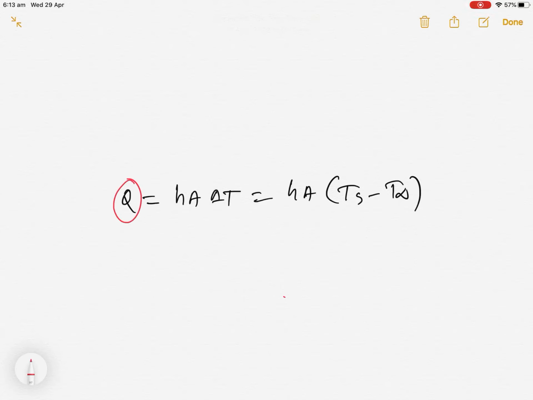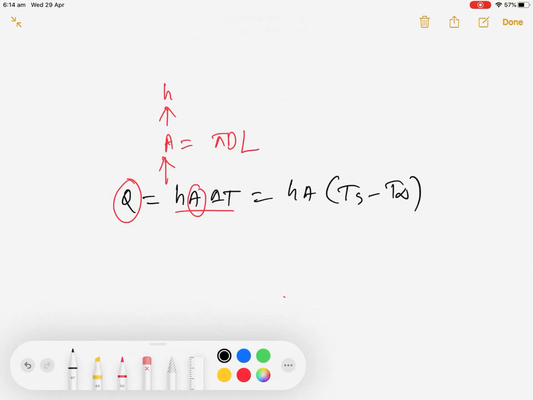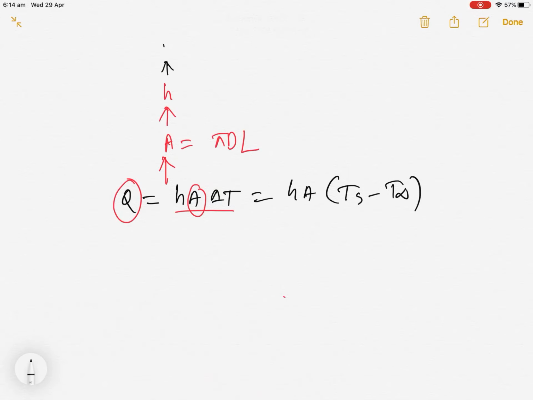This is our ultimate target, Q. To get this, we need to use this formula. The temperature difference we know, and now what else do we need? We need the surface area. We know that for a circular pipe, the area is pi D L. Then we need Hs, the heat transfer coefficient. The heat transfer coefficient is actually a function of the Nusselt number, isn't it?